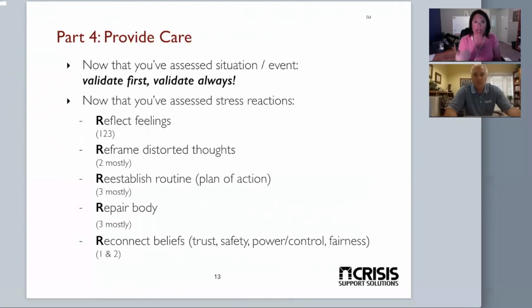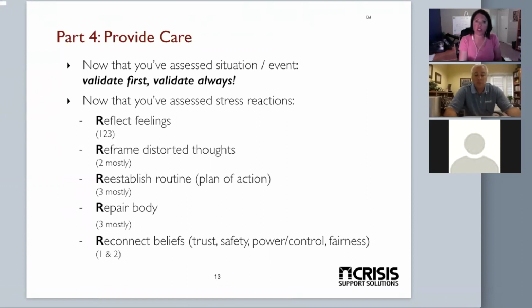We need that. I see you. I've got you. It makes sense. What you're going through, your experiences are normal, even though the situation that you just went through is not. Okay, we all want to feel normal when we're in crisis. Instead, we feel crazy. Okay, so these are just some examples of ways that we provide care.